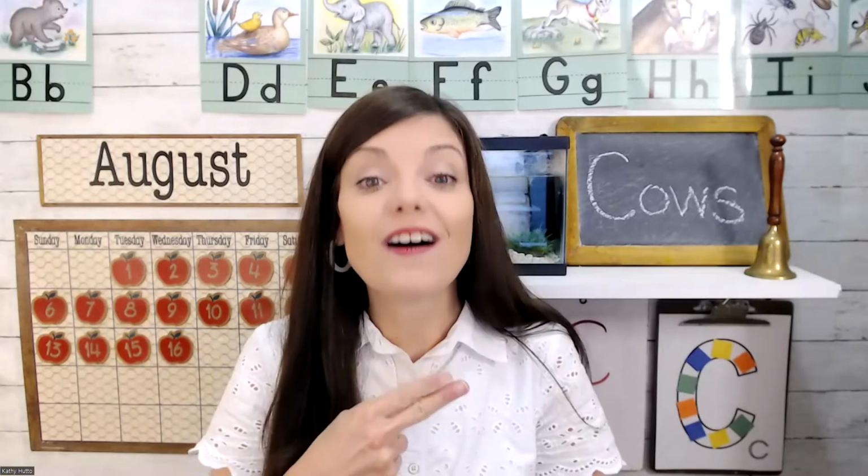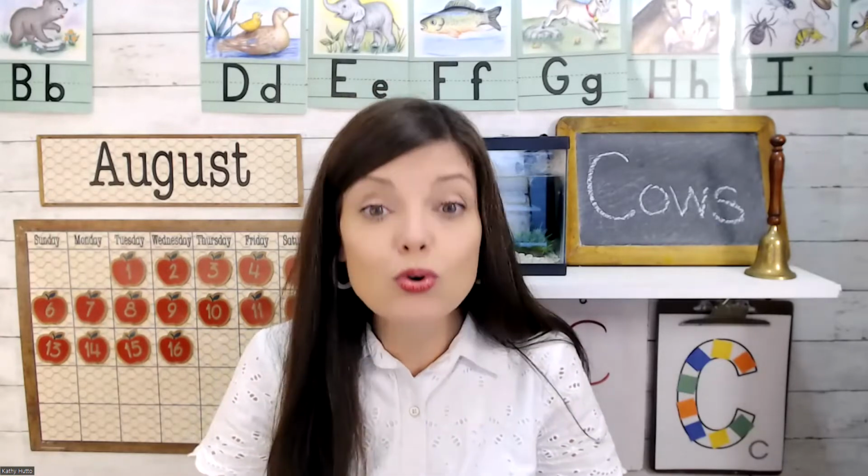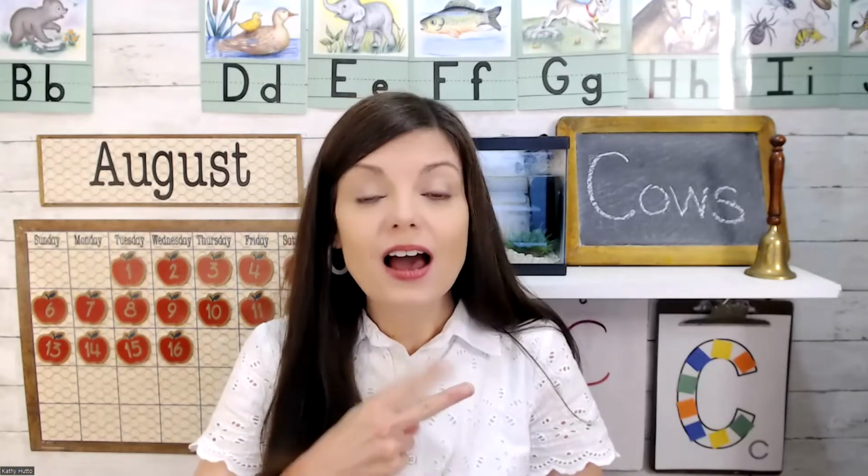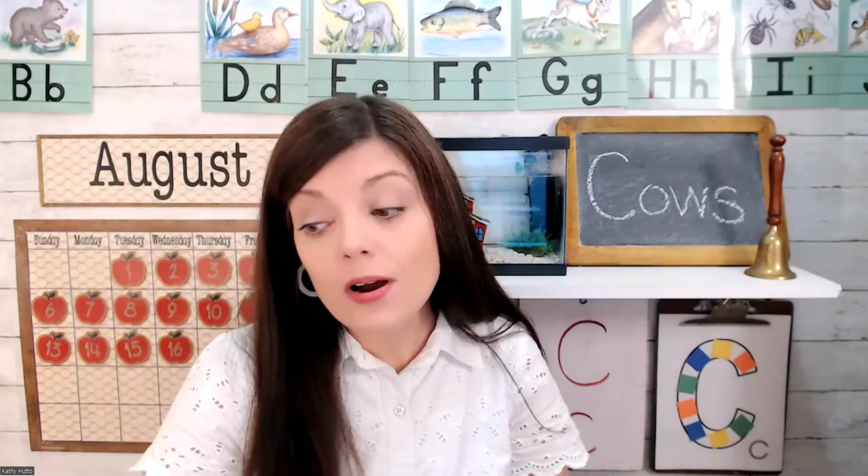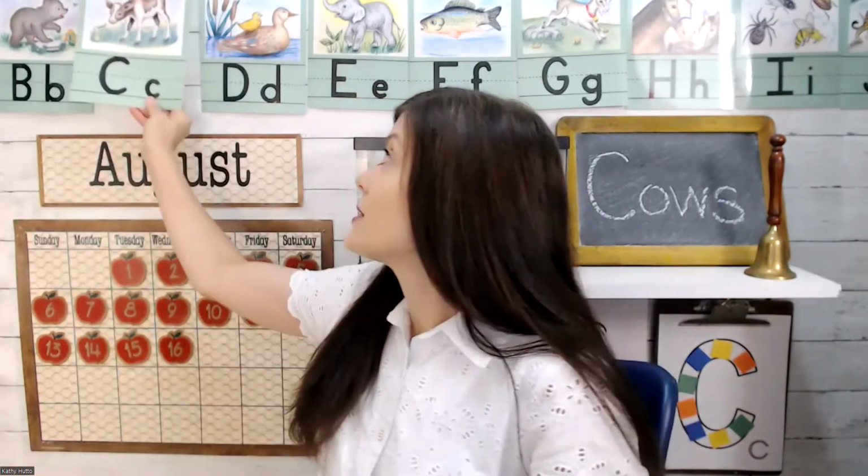Try this word. K, k, car. K, k, car. Yes, moo. And the last one, cow. K, k, cow. Yes, moo. Very, very good. Well, cows live on farms. That was all of our letter time for today.